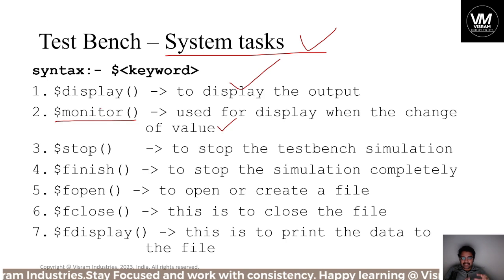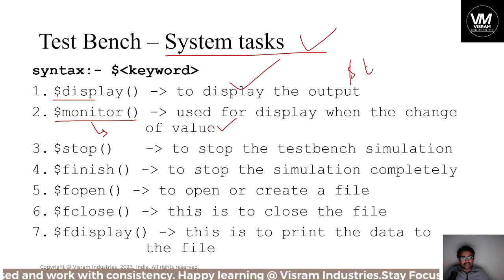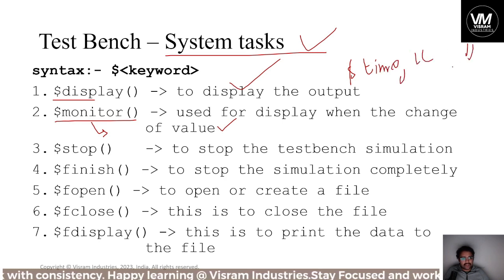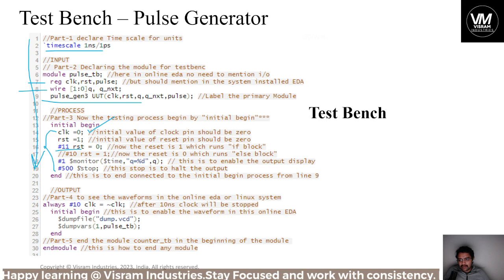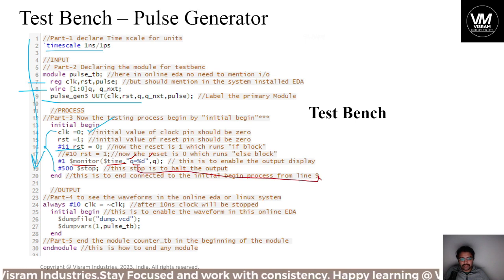Monitor is nothing but a bigger function than the display. It displays all the times. In the monitor, $monitor, you can also include $time. So also output of the queue, like in the test bench we have mentioned: $monitor, $time, quotations. In the quotations you can mention whatever message you want to print, whatever message you want to display.